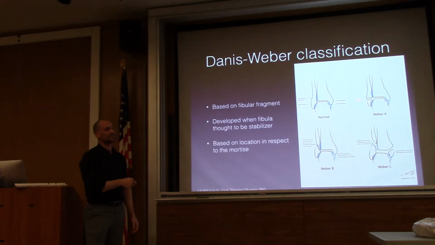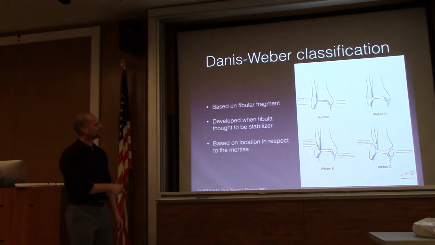Weber A's are classically distal to the ankle joint. Weber B's are classically at the level. Weber C's are classically proximal to it.